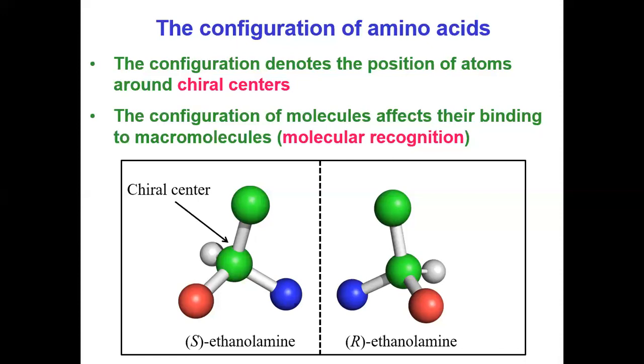And the geometric compatibility depends on the configuration of the amino acids in the binding site. If they have a certain configuration, they can recognize a certain ligand. But if the configuration changes, for example from L to D, they won't be able to recognize this ligand. So most molecular recognition processes in biology are configuration dependent.